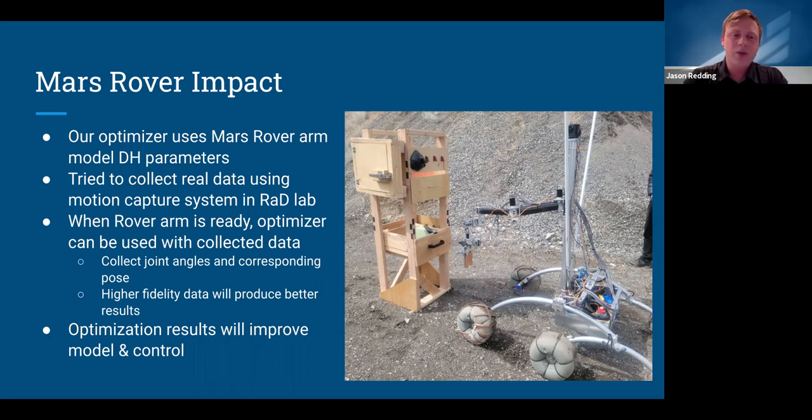So we tried to collect real data in the RAD lab, and we spent about 8.5 hours trying to do that. But in the end, we could not get the Mars rover arm to cooperate and move in such a way that we could collect data. So we went the extra mile on our project and basically prepared it so that all that would be needed to actually implement this in real life would be to simply collect the data from the arm: actually gathering the true pose and associated joint angles, and then running the optimization.